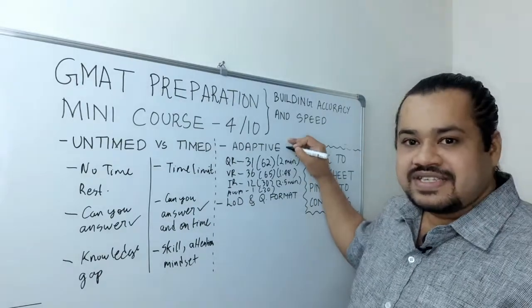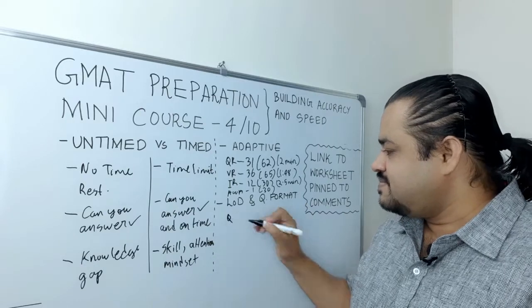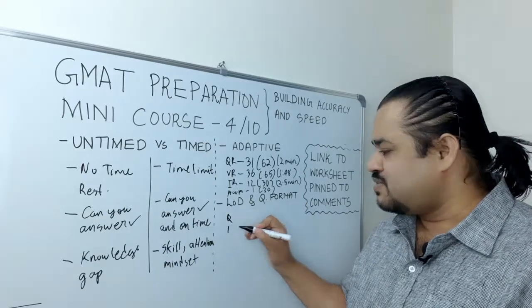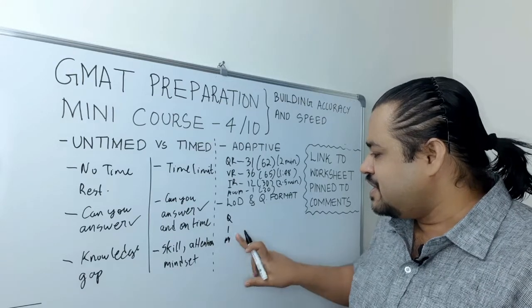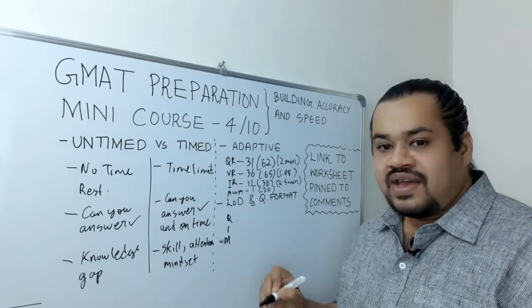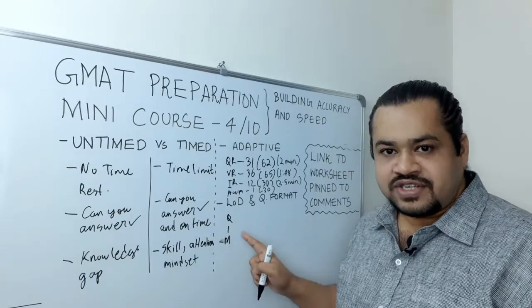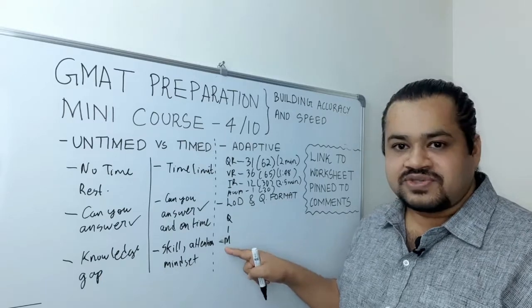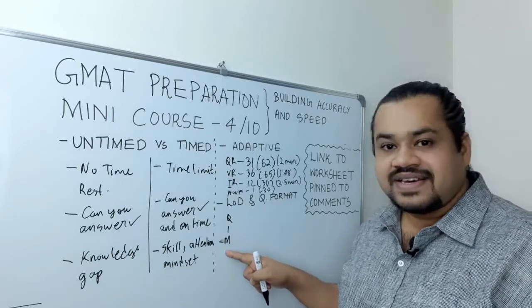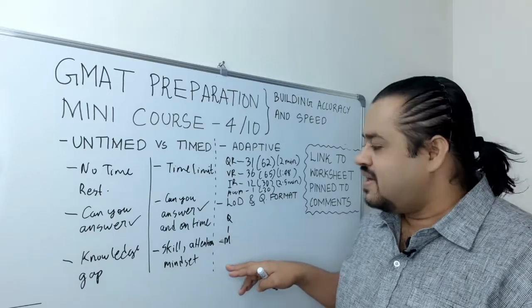So what it does is, let's say this is question 1, GMAT will give you a medium level question, and depending on your response, if you answer this question correctly, the next question that you get will be tougher than this one. If you answer this incorrectly, the next question that you get will be easier than this one.